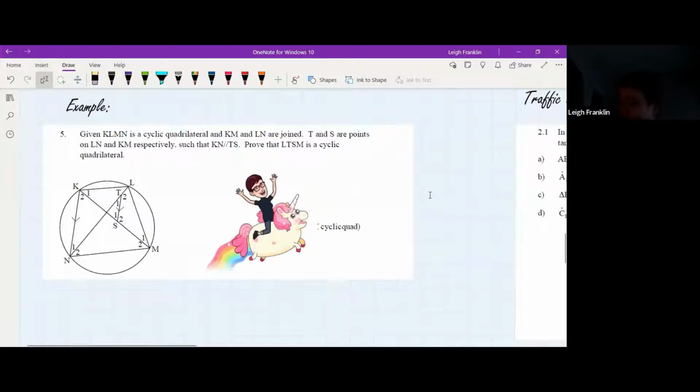Okay, so we have been given that KLMN is a cyclic quad, right? And the other thing that they've told us is that KM and LN are joined together. So they've joined the lines. T is a point over here and S is that point over there, such that KN is parallel to TS. Very, very important, guys: the minute they tell us that lines are parallel, we have to start thinking alternate, corresponding, or maybe even co-interior.